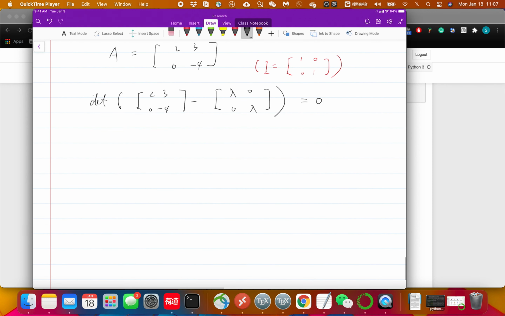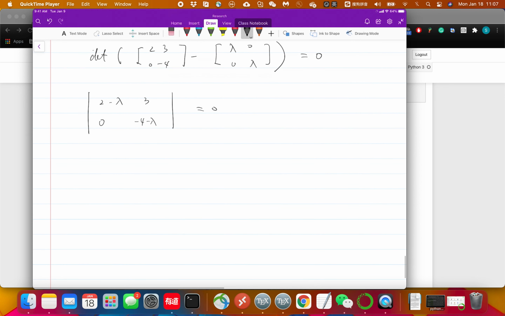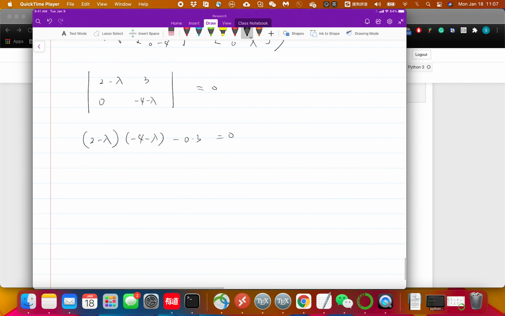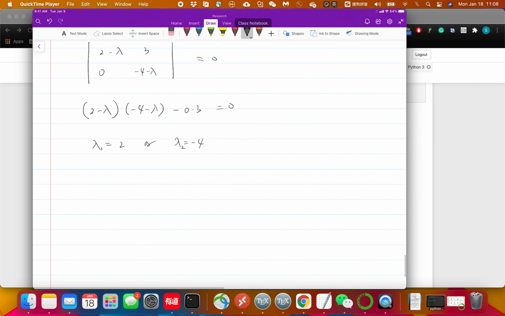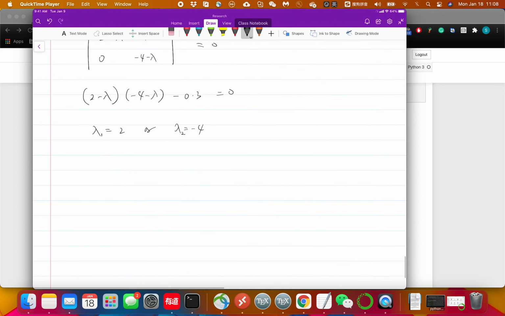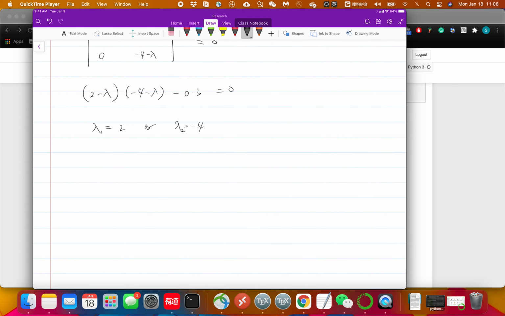Then what we have is the determinant of [2 minus lambda, 3; 0, negative 4 minus lambda] equals 0. This implies lambda equals 2 or lambda equals negative 4. We are going to call this one lambda 1 and this one lambda 2 to differentiate between the two eigenvalues. Therefore, each one is going to have a corresponding eigenvector.